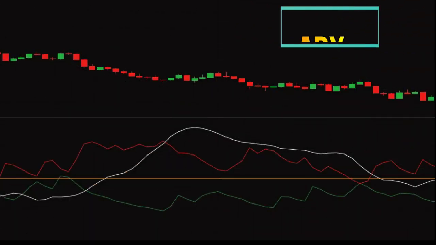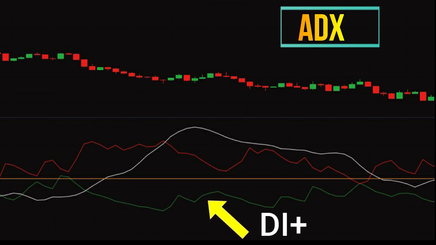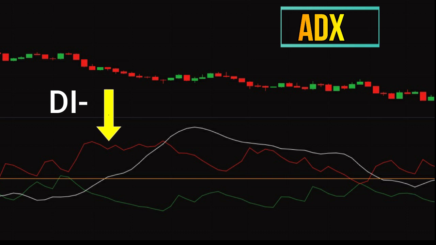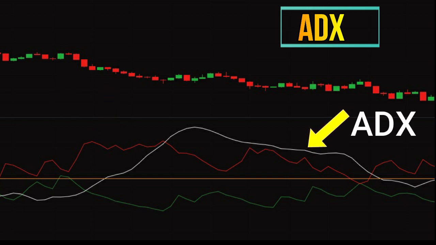ADX is comprised of the following components. First is Plus Directional Movement Index DI+, second is Minus Directional Movement Index DI-, and third is the ADX line. ADX itself is the smoothed average of the difference of the DI+ and DI-.